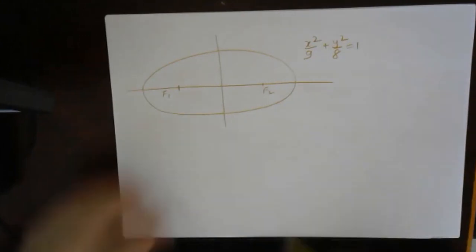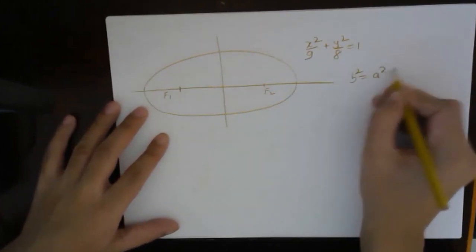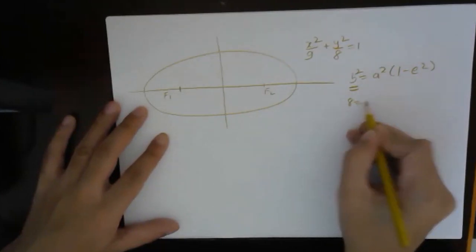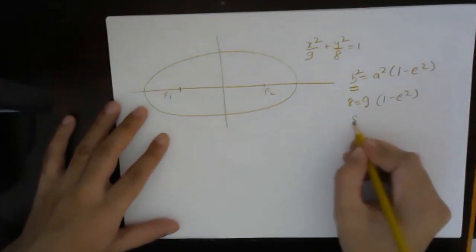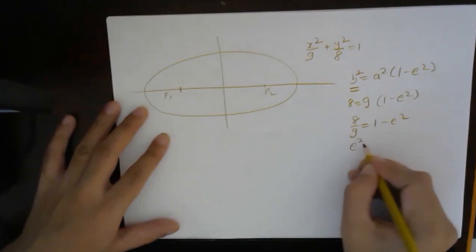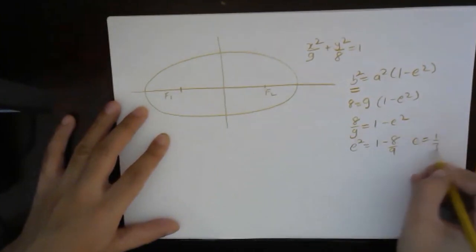1 by 3. Okay, let's check. Very good. So b square is equal to a square into 1 minus e square. b square is 8, so 8 is equal to 9 into 1 minus e square. So 8 by 9 is equal to 1 minus e square. So e square is equal to 1 minus 8 by 9. So e is equal to 1 by 3.